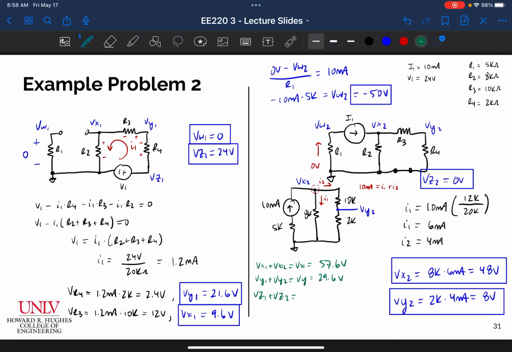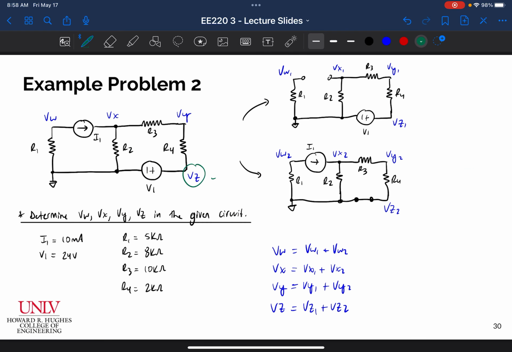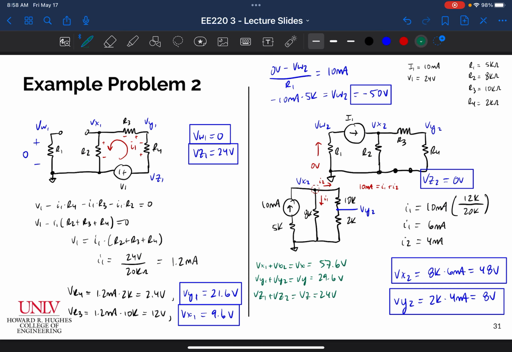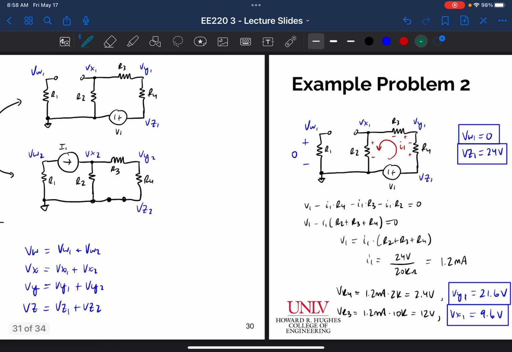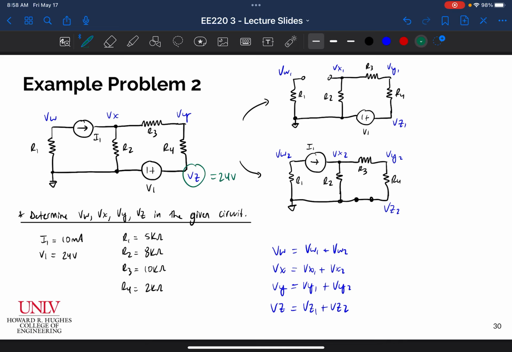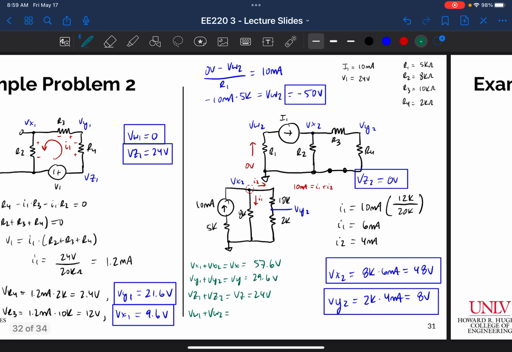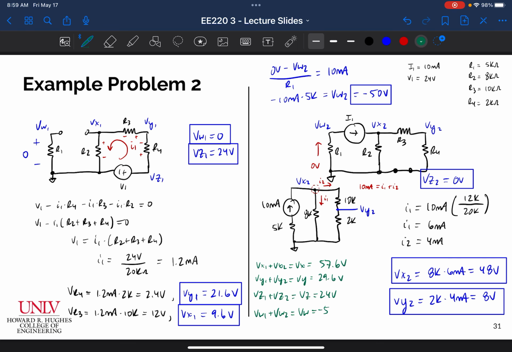VZ1 plus VZ2, obviously we have 0 plus 24, so that's just going to be 24 volts, which from the very original circuit, you should be able to determine right off the bat. And lastly, I didn't do VW, but again, nothing changes in this circuit, so you should be able to determine that this was negative 50 right off the bat, even without superposition. VW is negative 50 volts, and those are the answers for this problem.